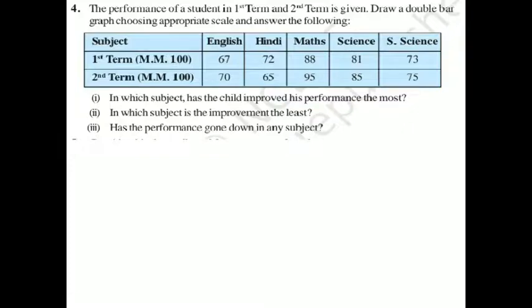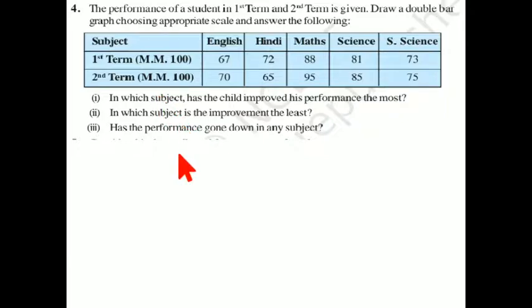Proceeding further to the next question, we have question number 4. The question states that the performance of a student in first term and second term is given here. Draw a double bar graph choosing the appropriate scale and answer the following. In the table, marks are given for the first term and the second term in English and other subjects. So using this you have to make a double bar graph.